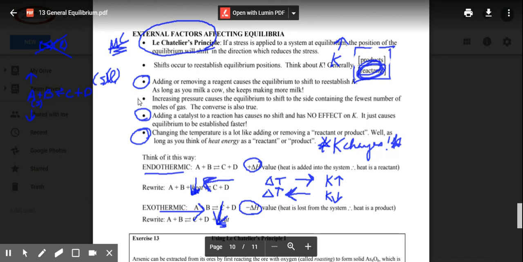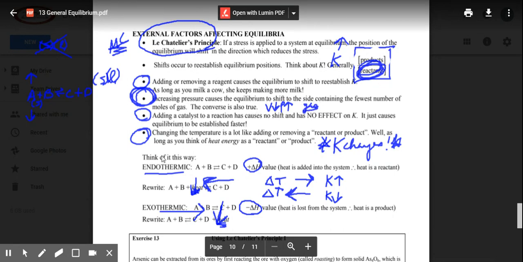Now this very last one, increasing pressure. When we're increasing pressure, we also have to think about volume. So the relationship between volume and pressure is as volume decreases, pressure increases. So whenever we are talking about things that can be pressurized, we're looking at moles of gas only. So when we're talking about pressure or volume change, we're dealing with gases only.